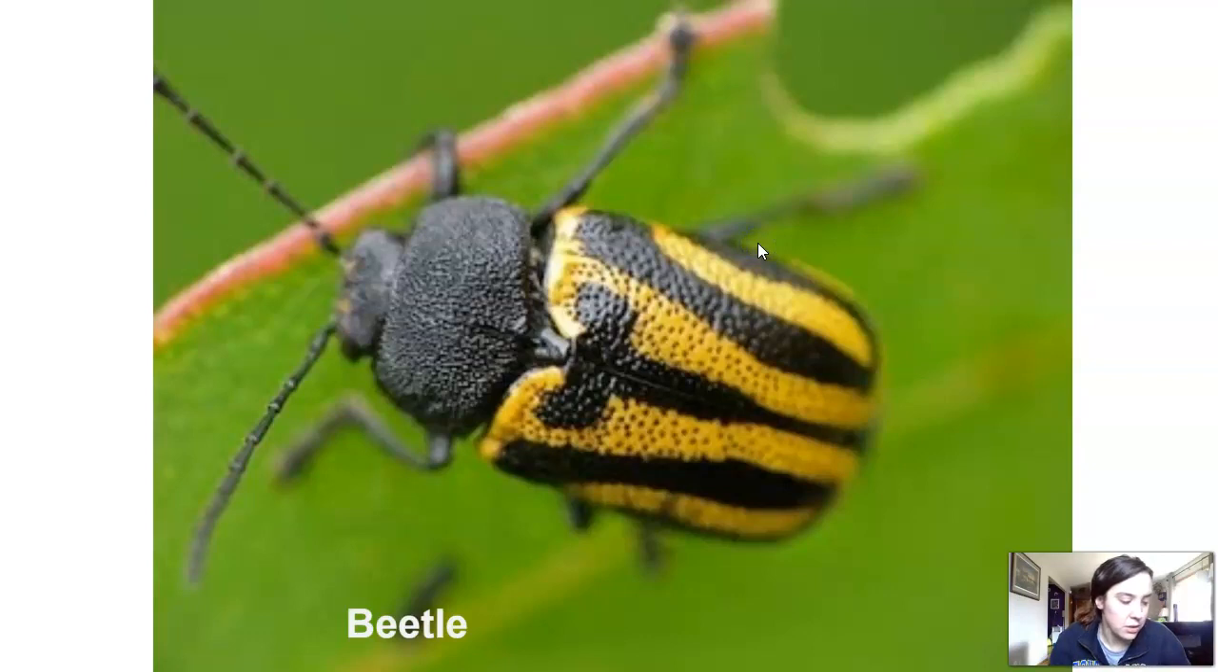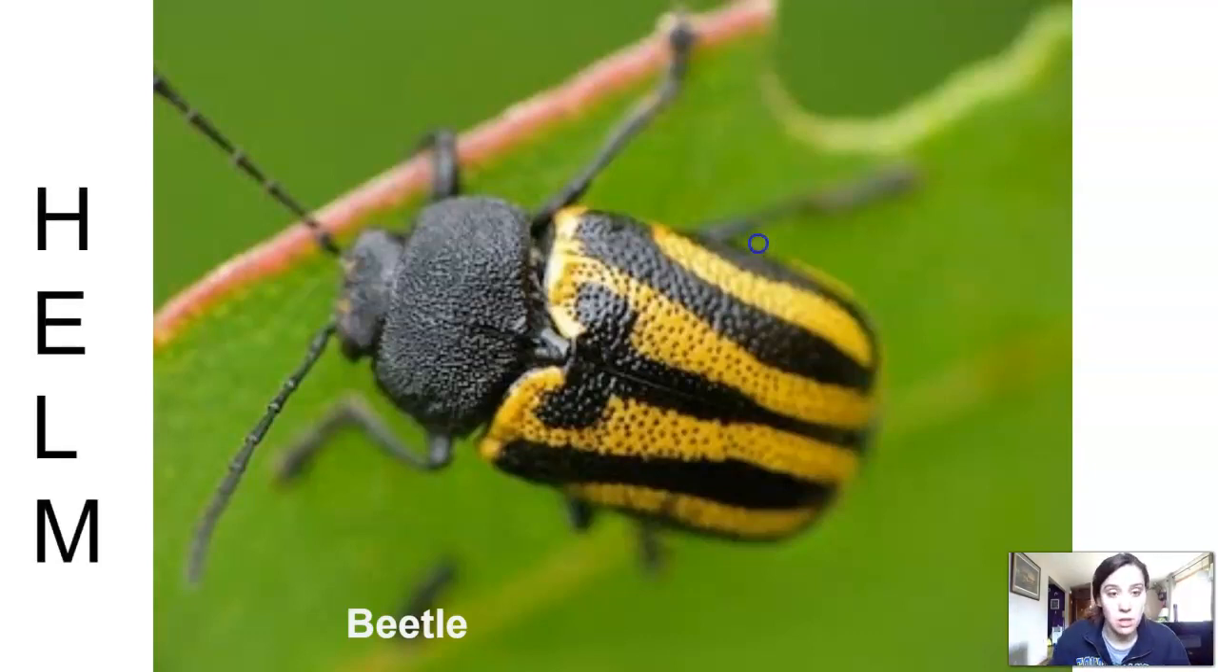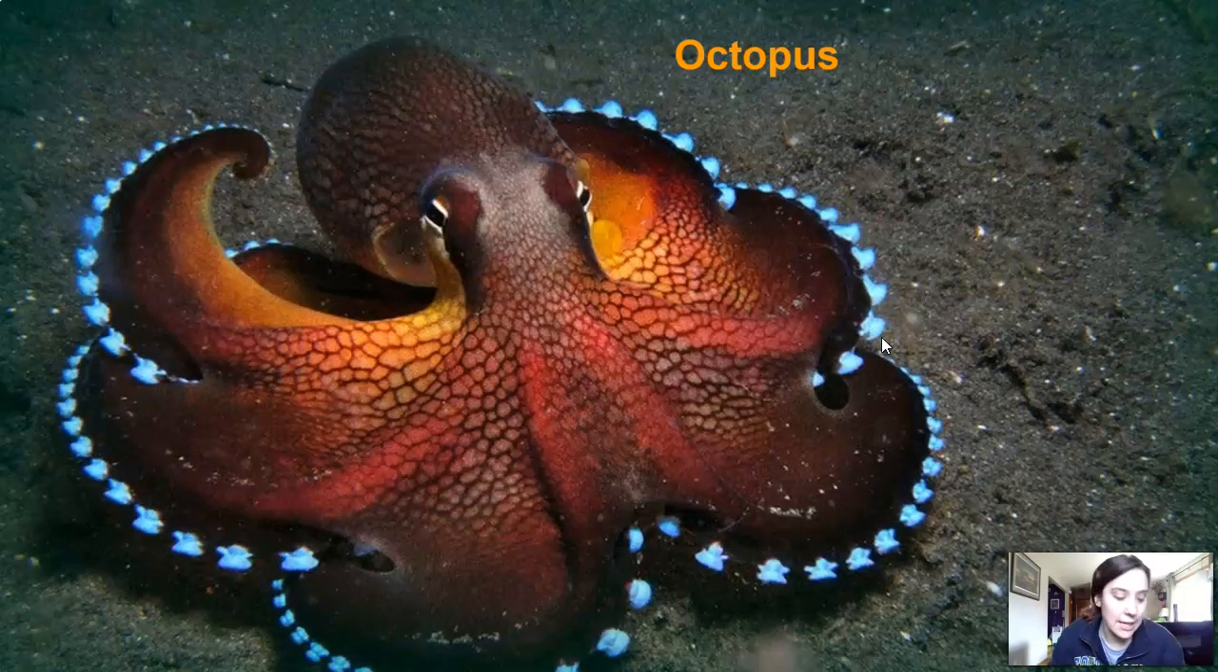Next is this beetle. It's heterotrophic, eukaryotic, lacks a cell wall, multicellular, and it moves. It's an animal. Next is this octopus. I think that's pretty obvious. Heterotroph, eukaryotic, lacks a cell wall, multicellular. It's considered an animal.